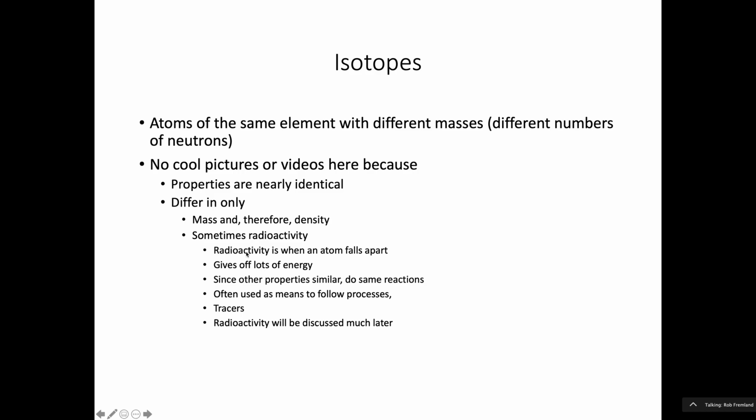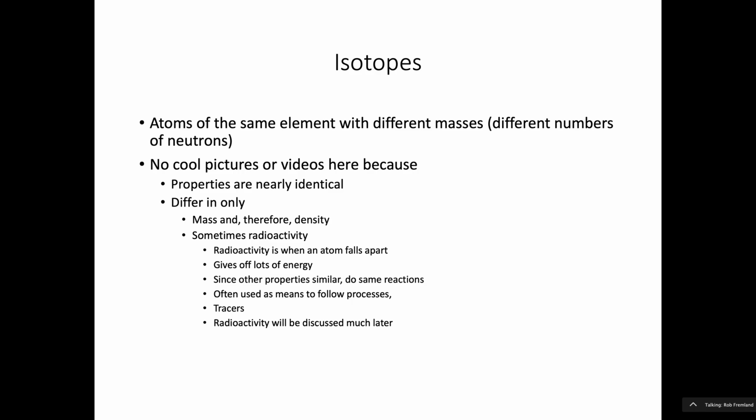But just very quickly, radioactivity is when an atom falls apart. And when it falls apart, it gives off a lot of energy. For that reason, the atoms can be detected, and the energy can be used for things. Since the other properties are similar, they do all the same chemical reactions. So radioactivity can be used to follow processes, since we can't see atoms, but we can detect radioactive ones. You can do an experiment, for example, with P32, the one I showed you. DNA contains phosphorus, and if you want to detect DNA, you make DNA with radioactive phosphorus, and then you can figure out where it went.